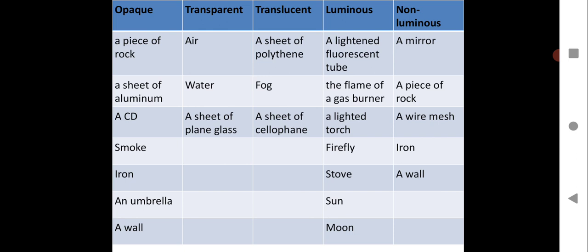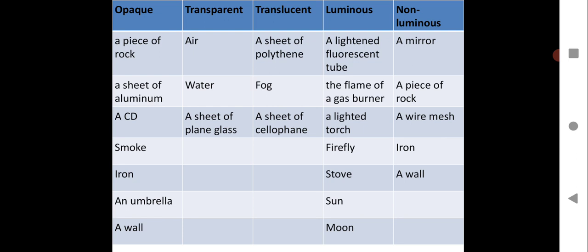You have to draw this table, and you will put the objects under the suitable category: opaque, transparent, translucent, luminous and non-luminous. Opaque objects or materials will be a piece of rock, a sheet of aluminium, a CD, smoke, iron, an umbrella, a wall. Then transparent: air, water, a sheet of plain glass. Translucent: a sheet of polythene. Isn't it, children? Fog is translucent because it will partially allow the light to pass through it, not completely. And a sheet of cellophane.